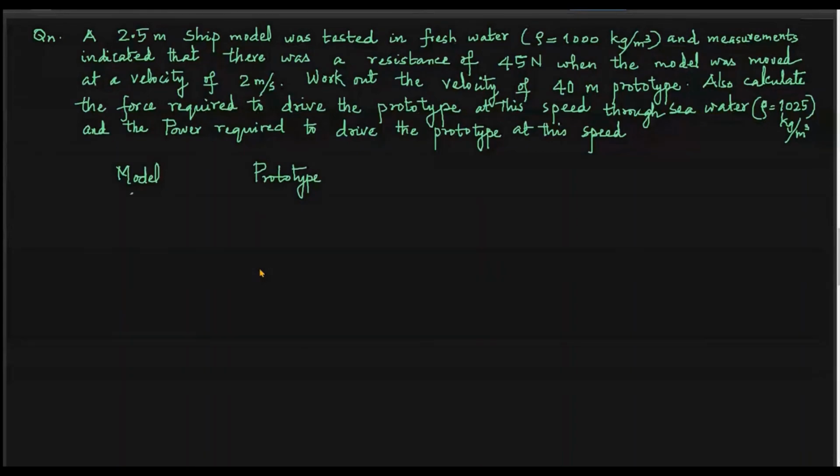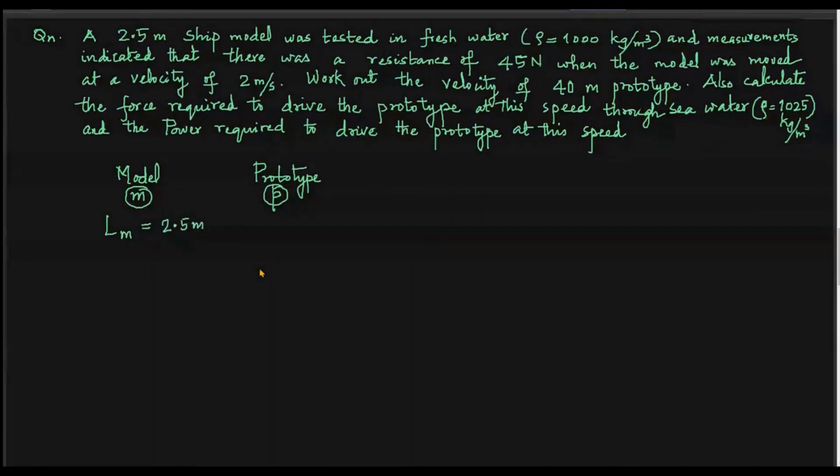Model I am giving suffix M, and the prototype I am giving suffix P. It's a very simple question. Simple logic is involved, and you should choose which prominent model law has to be applied. So a 2.5 meter ship model is given. That is actually the length of the model, so I'll write LM, which is 2.5 meter.